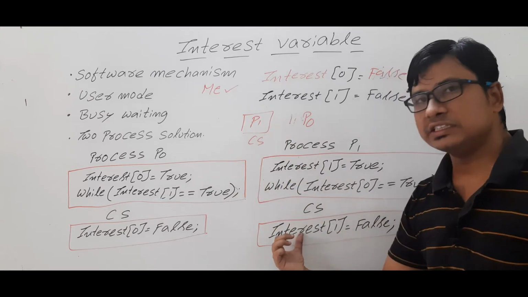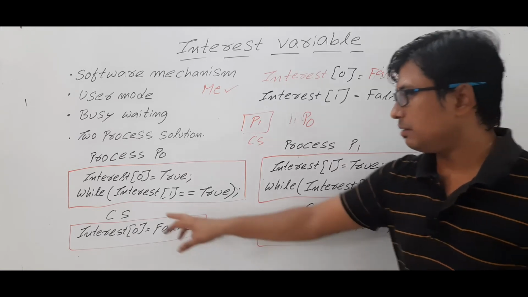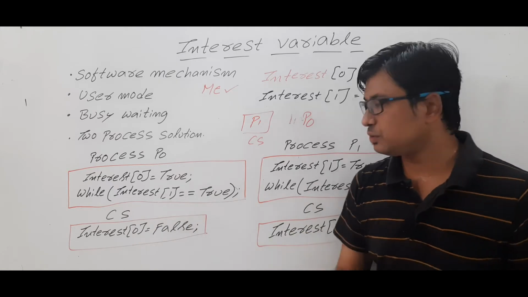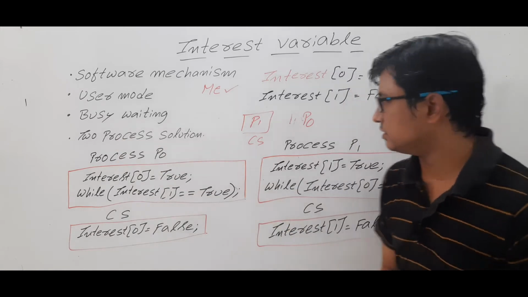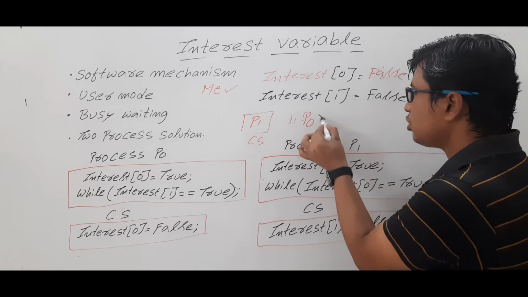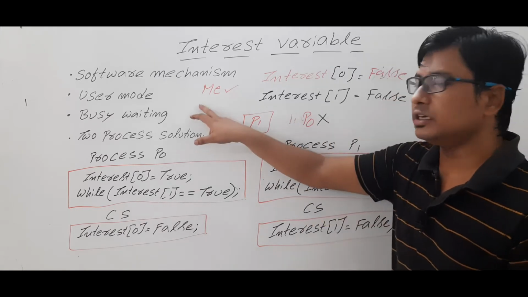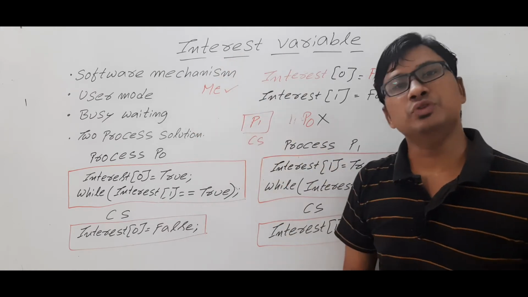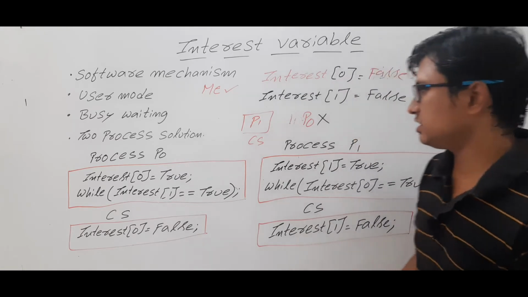If it leaves the critical section and executes the exit section, only then will it make its own interest false. But interest of 1 is currently true. True is equal to true. Yes, the condition is true. If the condition is true, it will be in the infinite loop. It will keep on checking the condition. So when process P1 is there in the critical section, it is not allowing the other process to enter into the critical section. So I can say that the interest variable process synchronization mechanism is achieving mutual exclusion, which is one of the primary requirements of any process synchronization mechanism.